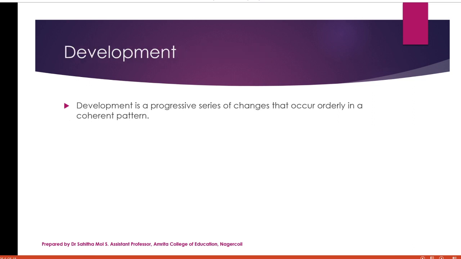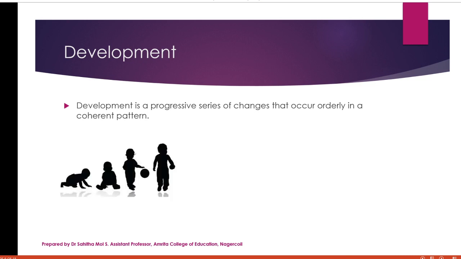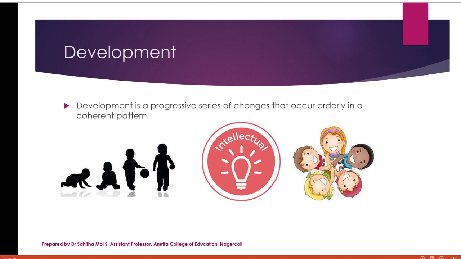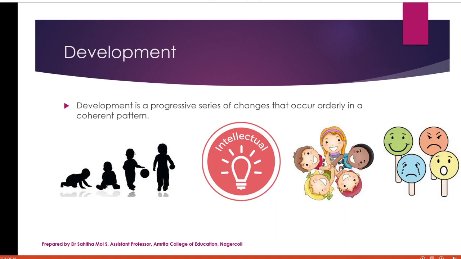What is development? Development is a progressive series of changes that occur orderly in a coherent pattern. Some of the developmental aspects are physical development, intellectual development, social development, and emotional development.